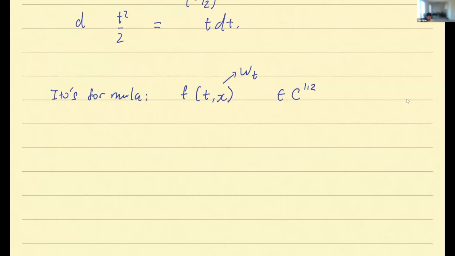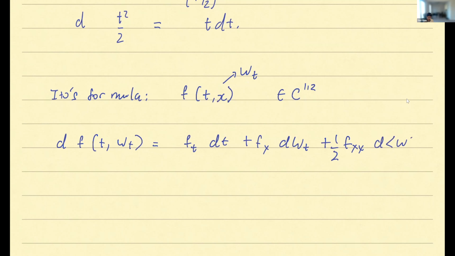Okay. So do try to understand, it's not weird that x is W_t, because W is a spatial variable. It moves with respect to time, but it itself is just a value, a spatial value. Then df of t, W_t here will be f_t dt plus f_x dW_t plus 1/2 f_xx d of the quadratic variation of t, where all these are partial derivatives.